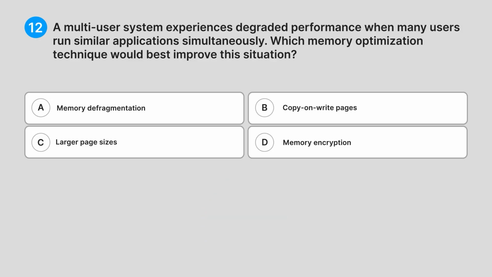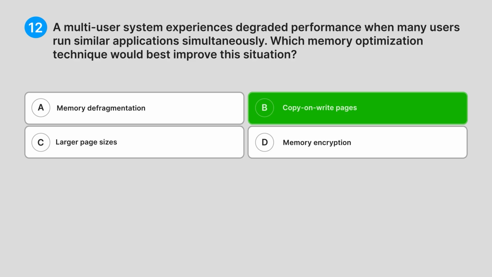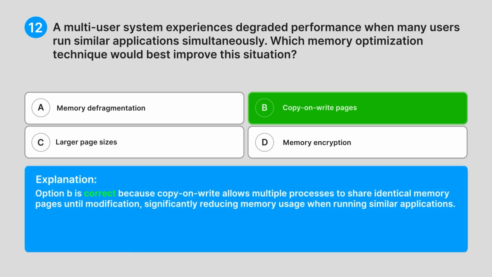Correct answer, B. Copy on write pages. Explanation: Option B is correct because copy on write allows multiple processes to share identical memory pages until modification, significantly reducing memory usage when running similar applications.